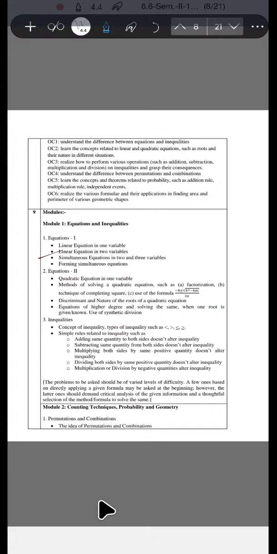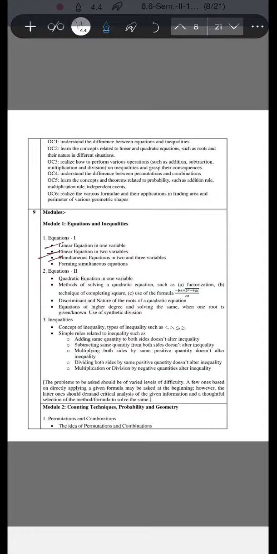So we have already solved problems based on linear equations in one variable and in two variables. Simultaneous equations in 2 and 3 variables we have also already discussed. Now the next topic is forming simultaneous equations. What exactly is the meaning of forming simultaneous equations? If we write any day-to-day life statement in the form of an equation, and that equation is in the form of a linear equation, then we can consider that as forming simultaneous equations.